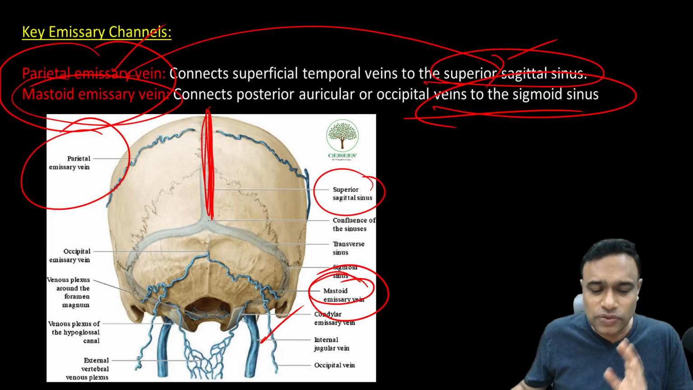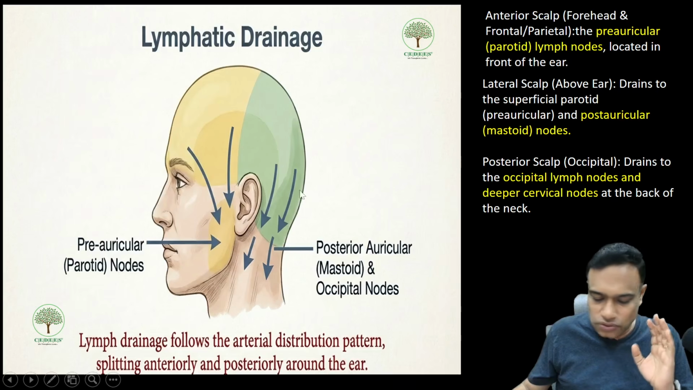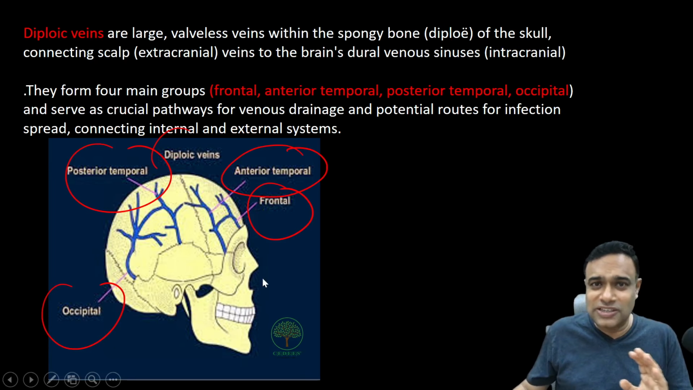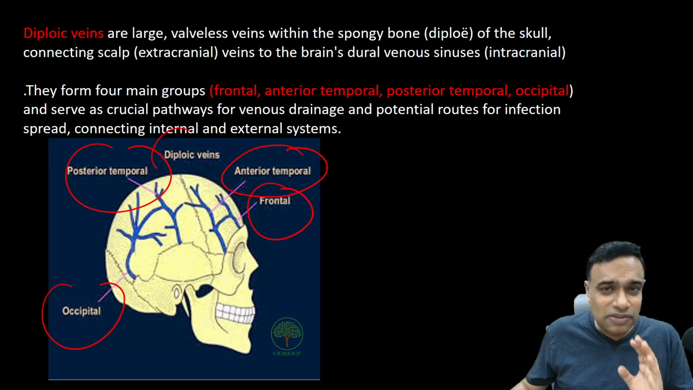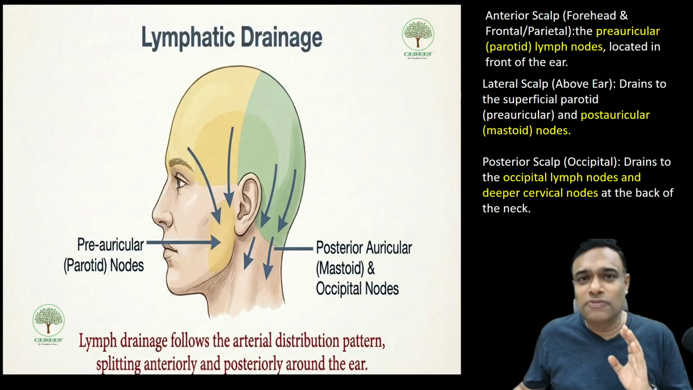What are the diploic veins? So if you have done all of this, that means you have gone through, my dear students, the arterial supply. It was very easy. The venous drainage can be divided into superficial and deep. So understand what are emissary veins, understand what are diploic veins. Next, we move on to your lymphatic drainage.